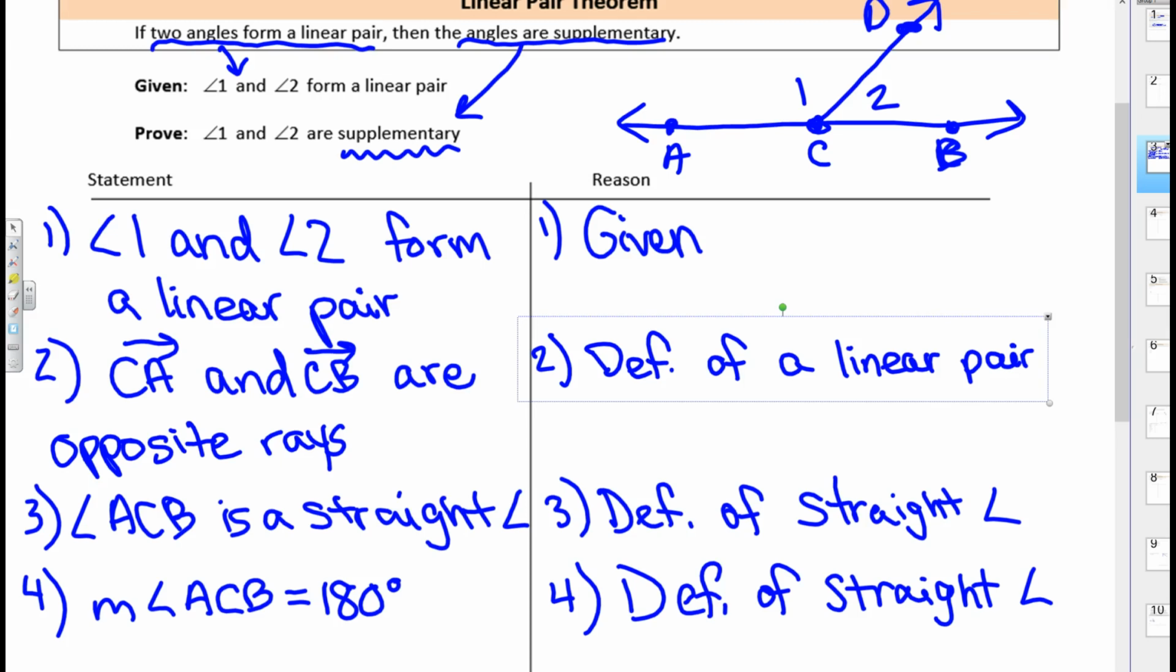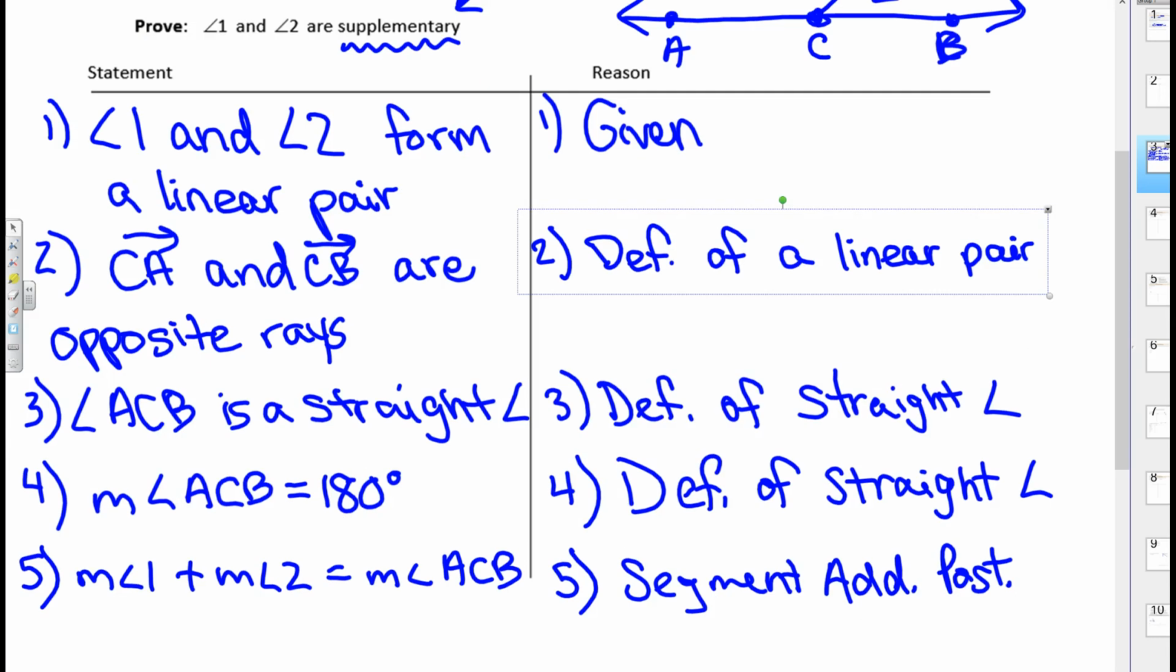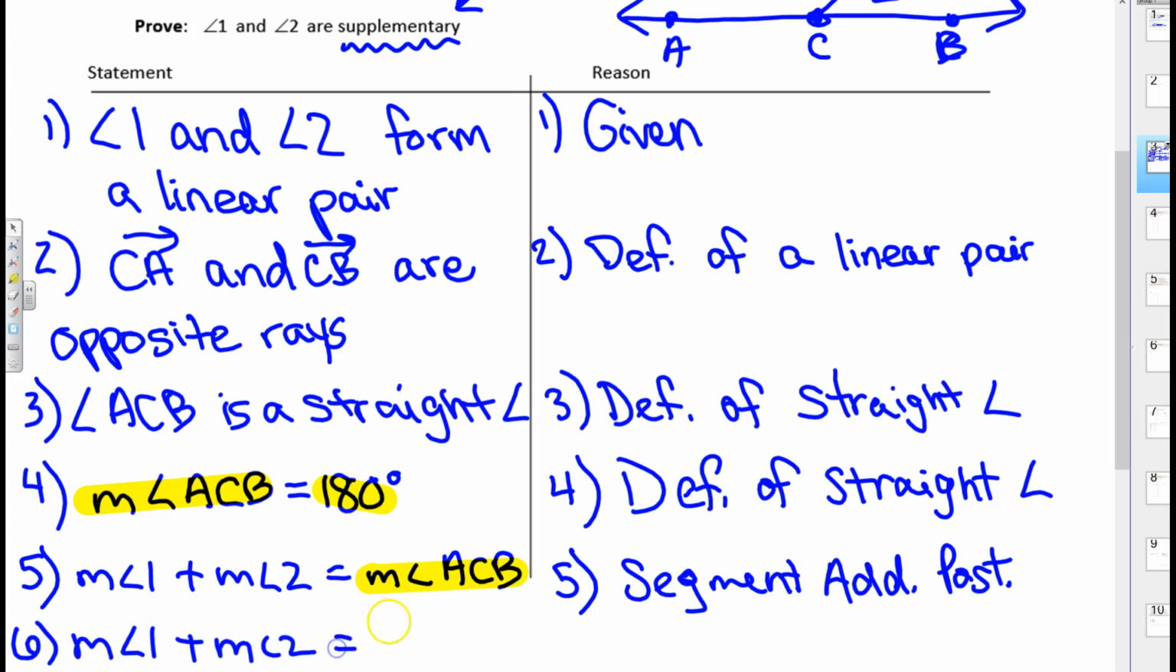Well, I'm trying to get that 1 and 2 are supplementary. Now, we know that supplementary angles must add to be 180 degrees. Well, now I can look and see that angle 1 and angle 2 add together to be angle ACB by our segment addition postulate. So I'm able to say that the measure of angle 1 plus the measure of angle 2 equals the measure of angle ACB by the segment addition postulate. Well, now we've got a nice substitution here. I know that ACB is the same thing as 180, and I have ACB here, so I'm actually able now to go through and rewrite and say that the measure of angle 1 plus the measure of angle 2 must be 180 degrees by step 6, substitution property of equality.